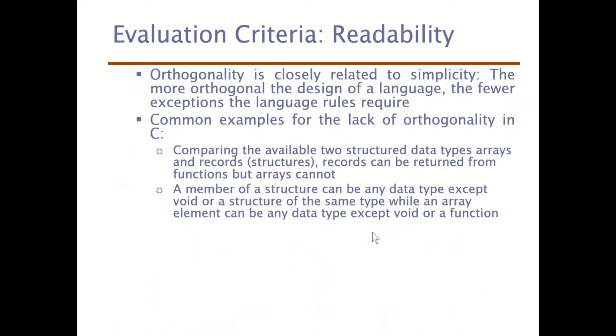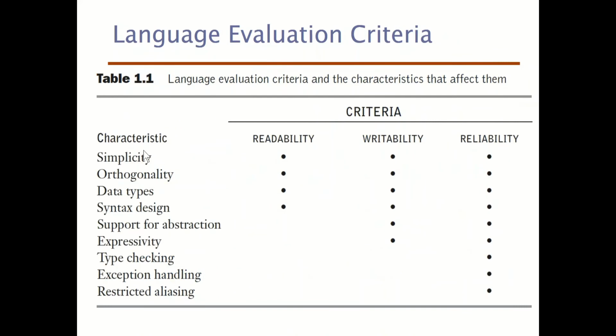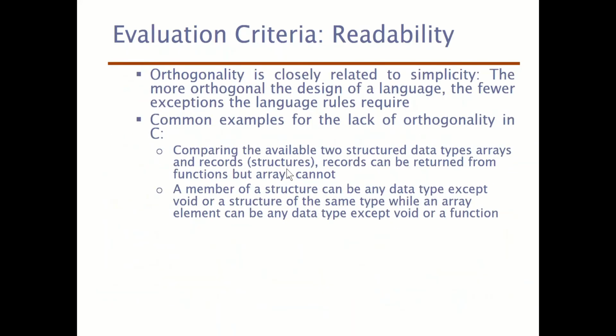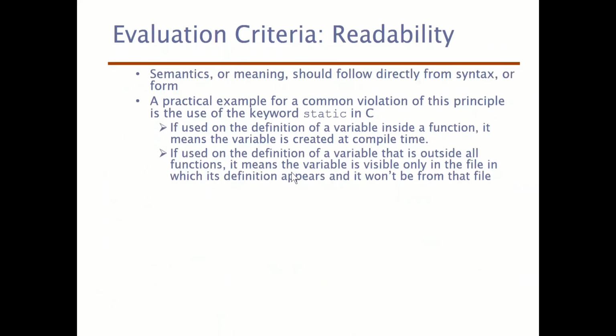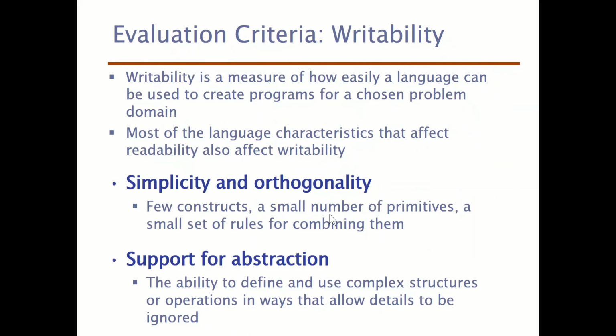And let me get you back again to the table. If you remember, I said simplicity and orthogonality apply to both readability and writability. Data types also apply to the clarity of the writability, so I'm not going to consider it here. We explained about it. How about the support of abstraction? I spoke about it in brief in that table.